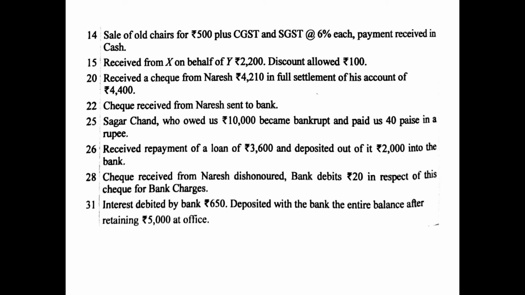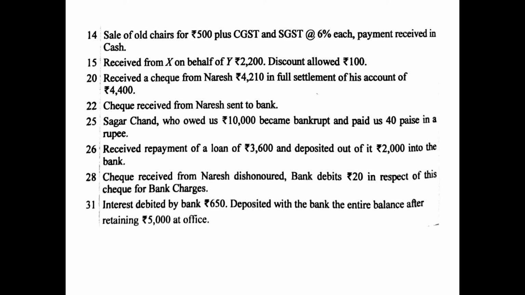Then May 26th, received repayment of a loan of rupees 3,600 and deposit out of it 2,000 into the bank. Now what is happening? You are receiving the repayment of a loan rupees 3,600, out of which 2,000 you are depositing in the bank. That means 1,600 you are keeping in your business itself. So both aspects, your cash and bank balance, are increasing. So this will be shown on the receipt side or on the debit side as to loan account, because you are receiving it as a repayment of loan.